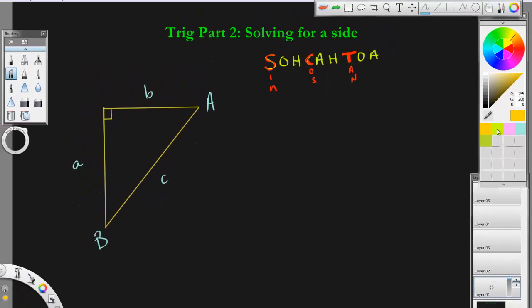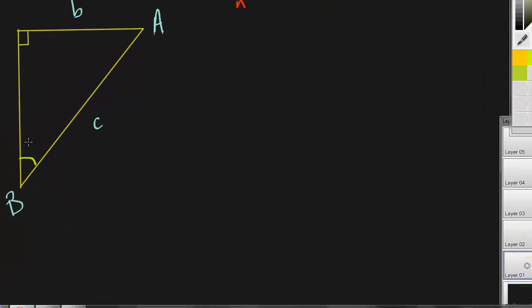All right, let's do this. Let's say I give you, just throwing this out there, that's 50 degrees. And let's say that we know that our hypotenuse is 7 inches long, and we want to find side B. So it says B equals question mark. Okay? We want to find out how long that side is based on this information right here.